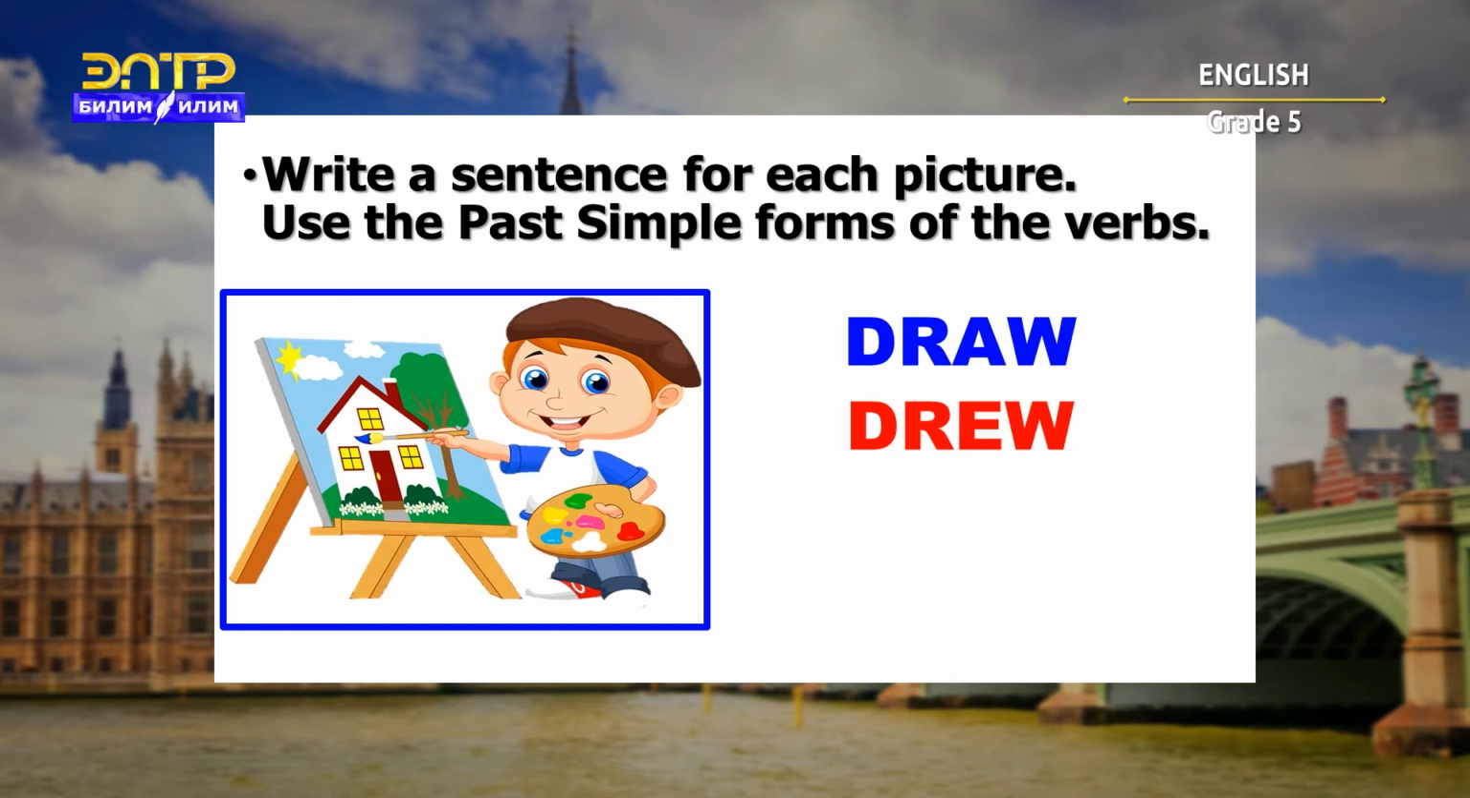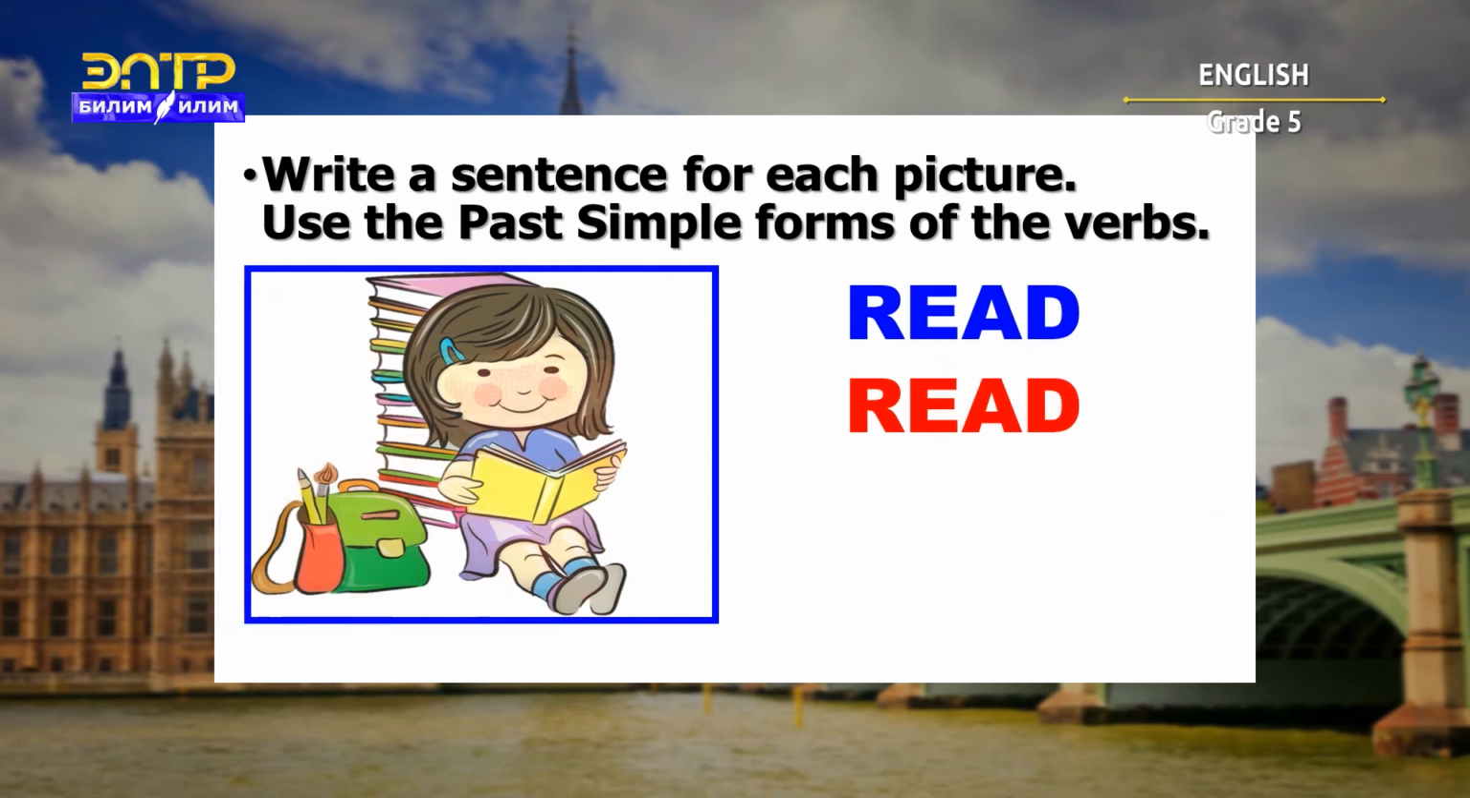Have you done? Let's check. My sentence is: the boy drew a picture. Good. The next one. Write a sentence with read. Think about this girl. Okay, let's check. The girl read a book. Good.